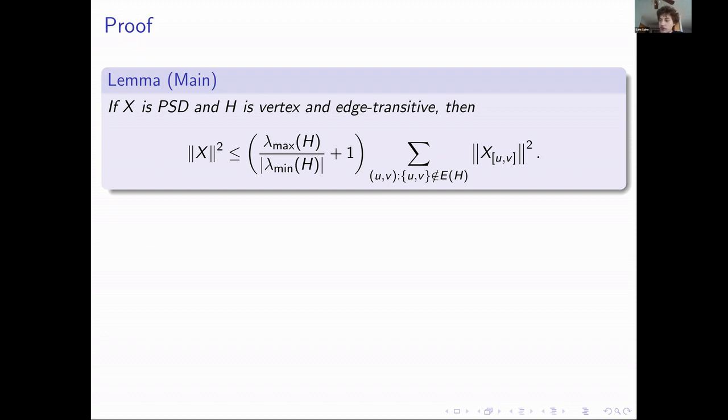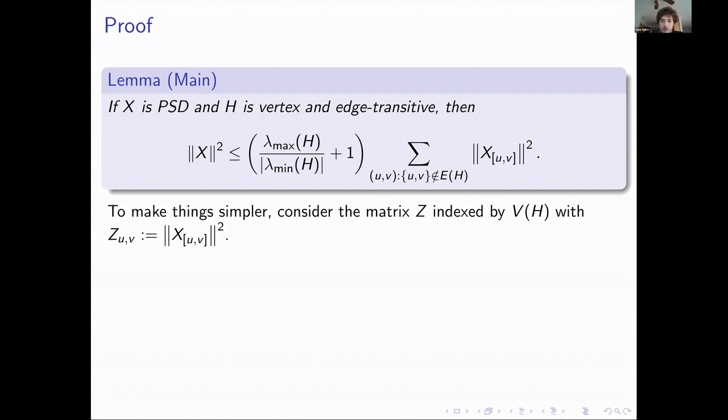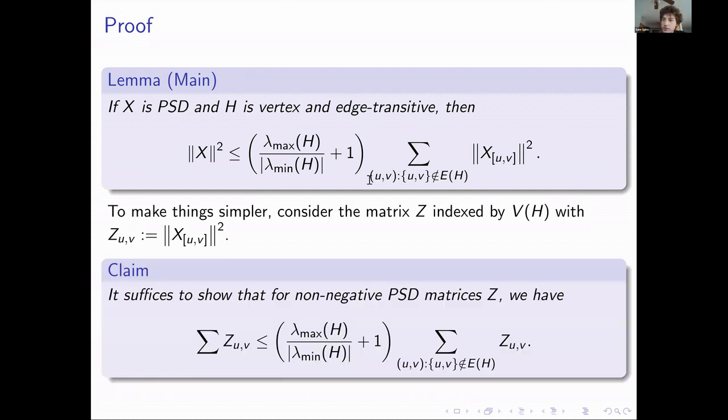Okay, and the way we'll prove this is through about 3 reduction steps to somewhat simpler problems. So the first reduction step is to consider a smaller matrix to work with. We're going to let Z be the matrix whose UV entry is just the norm squared of the UV block of X. This will clean up all this norm notation. And in particular, I claim that to prove this lemma here, it suffices to prove this inequality here just in terms of the entries of Z, where Z is non-negative and PSD.